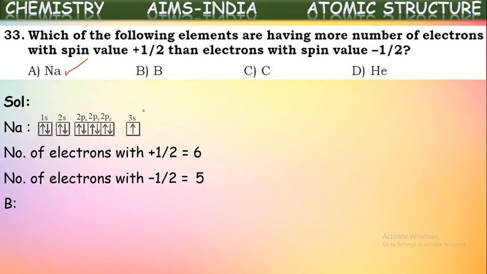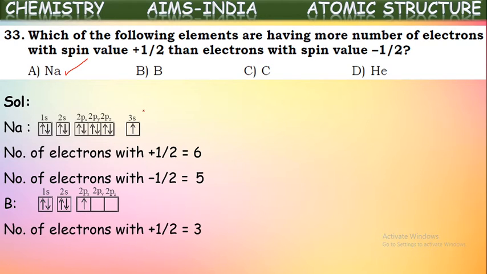If you see boron, atomic number of boron is 5 and its configuration is shown like this. Here I think you understand that electrons shown with the upward arrow mark are having clockwise spin and their spin value is plus half, and electrons shown with the downward arrow mark represent electrons in the anti-clockwise spin and their spin value is minus half. Now if we see in case of boron, electrons with positive spin, how many are there? 3 electrons. And the electrons with the negative spin, only 2. So this also has more electrons with the positive spin.